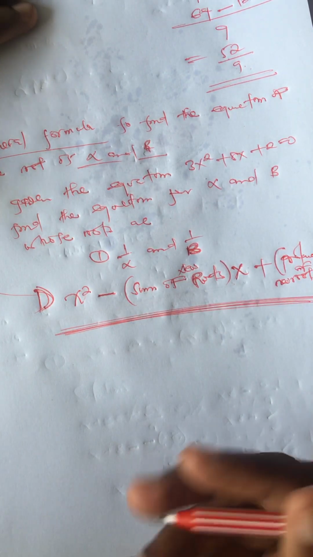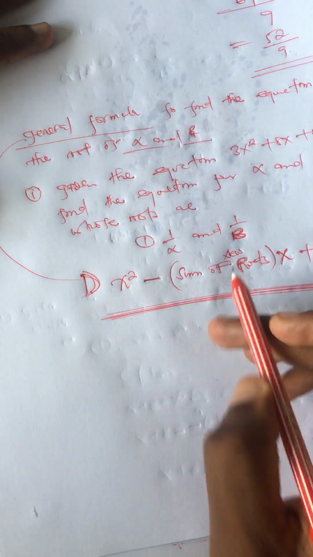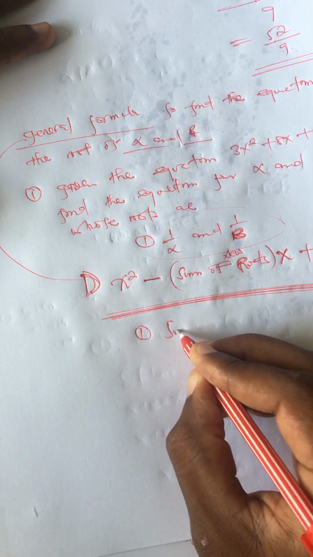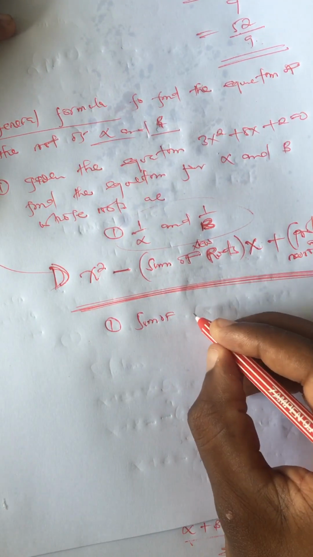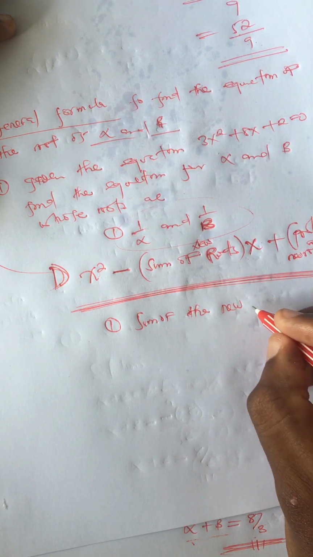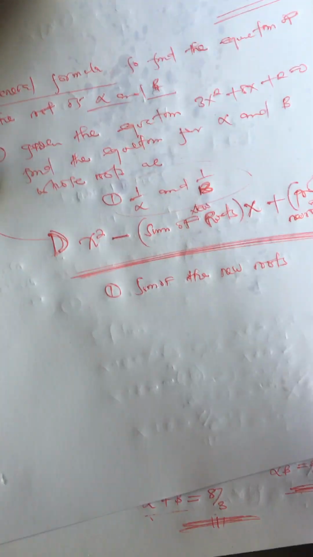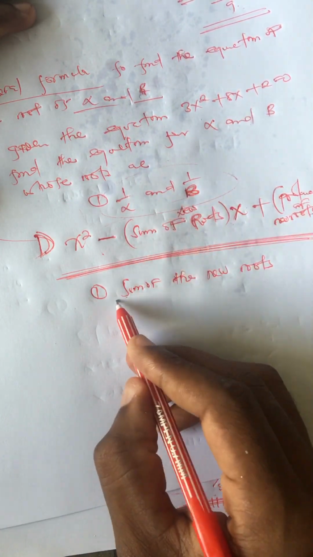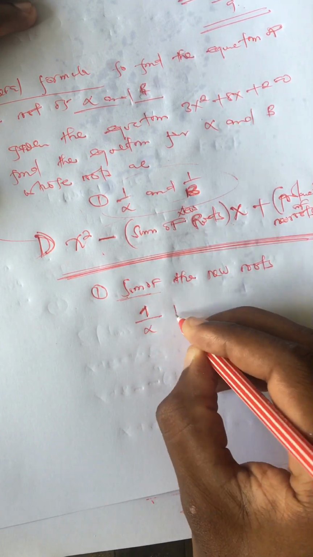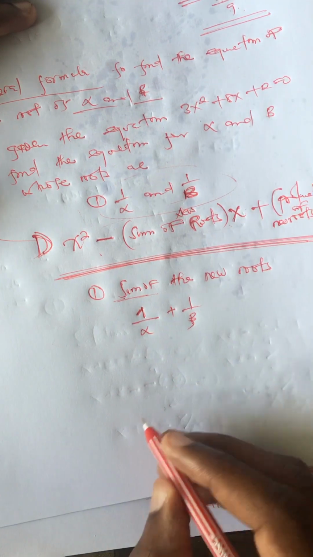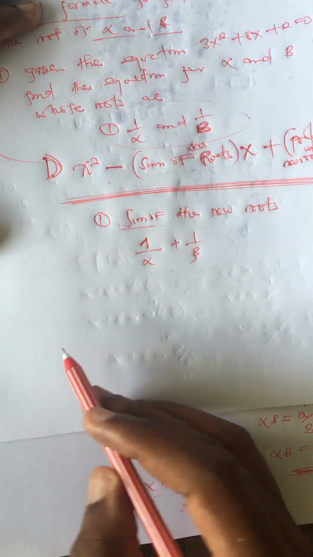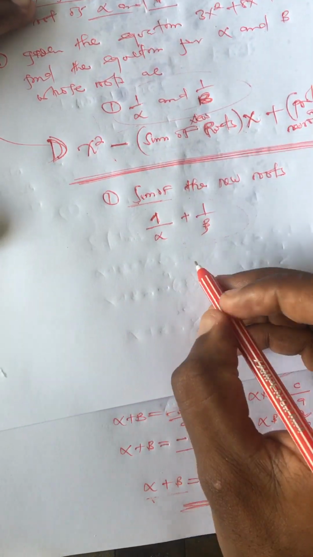That is the idea behind this question. All right, so first we find the sum of the new roots. By finding the sum of the new roots, we just add. Sum means addition. So we say 1 over alpha plus 1 over beta, like that. Then how can you add this? This can be added by finding the common denominator. Then you proceed.